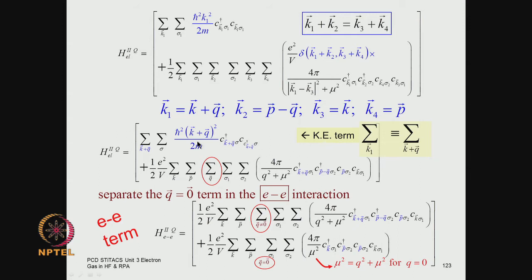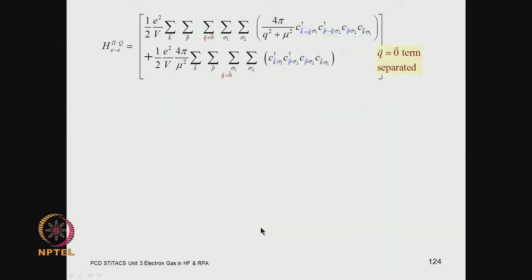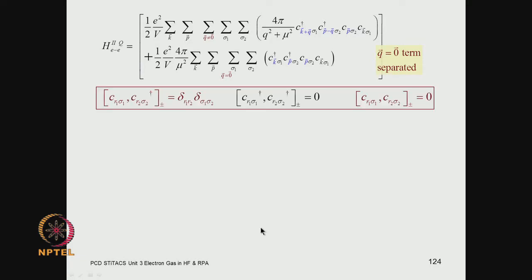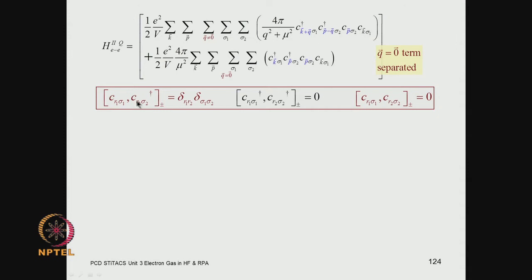The kinetic energy part is separately taken care of, and then in the second term, the electron-electron term, you have the separation of the q equal to 0 term and the q not equal to 0 term. This is rather straightforward algebra, but we will do it carefully, and we will make use of the anti-commutation relations for the fermion creation and destruction operators. The plus sign is for the fermions and the minus sign for the bosons.